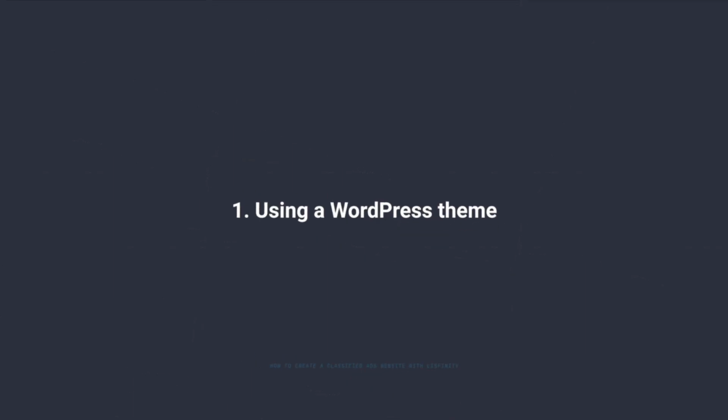There are two ways to create a classified website: using a WordPress theme or hiring developers to create it from scratch. The theme approach has the advantage of being very fast and very cheap. It's going to cost you under or around $100 to get started, and that includes the theme, a domain, and hosting. Now, the disadvantage is that you're somewhat limited to the native functionality of that theme.